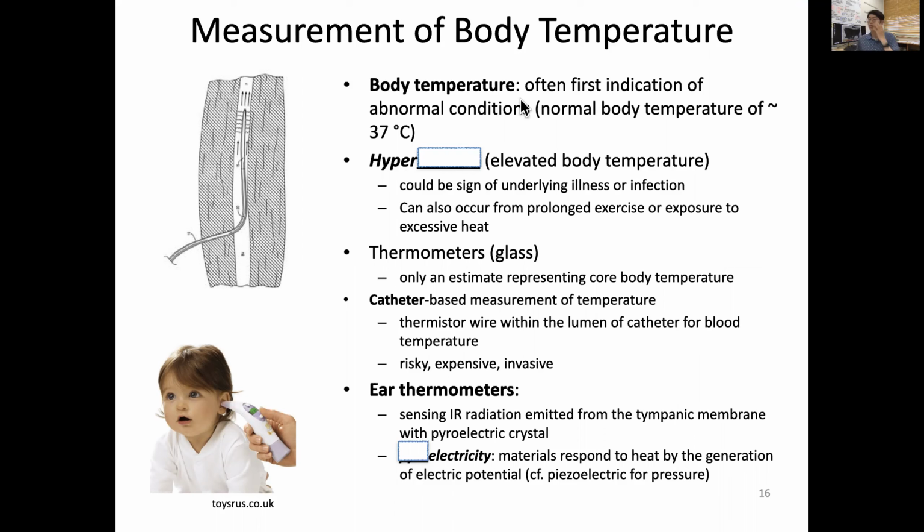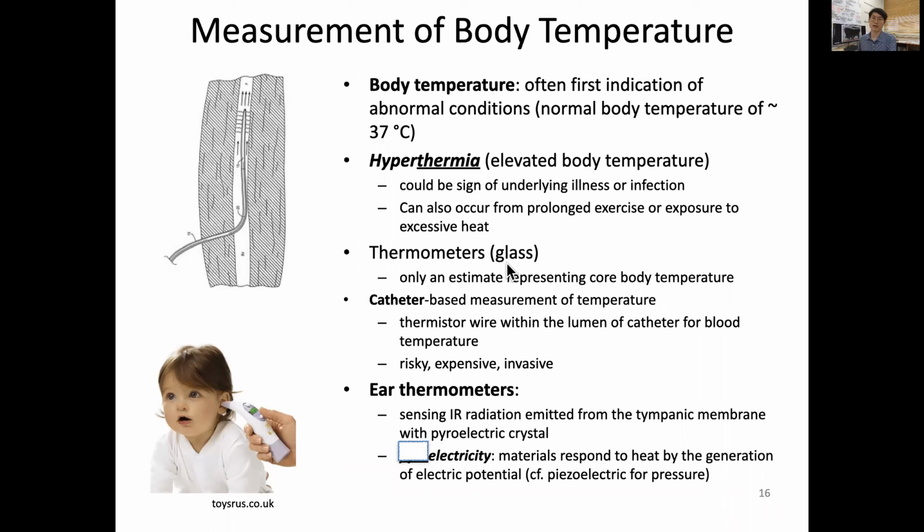But why is body temperature important? Because it's oftentimes the first indication of abnormal conditions, especially since our normal body temperature is about 37 degrees. If it's elevated, that could be a sign of underlying illness, especially infection. And that elevated body temperature is called hyperthermia. This can occur with prolonged exercise or exposure to excessive heat.